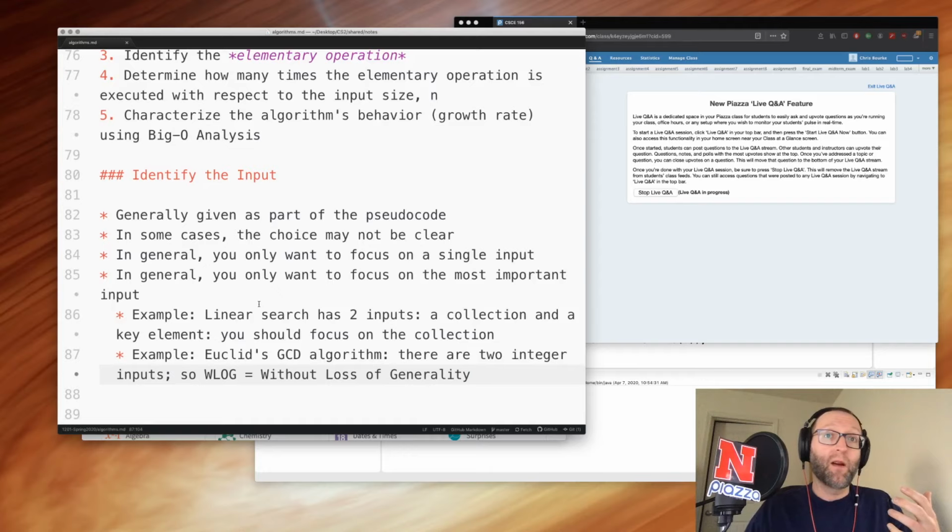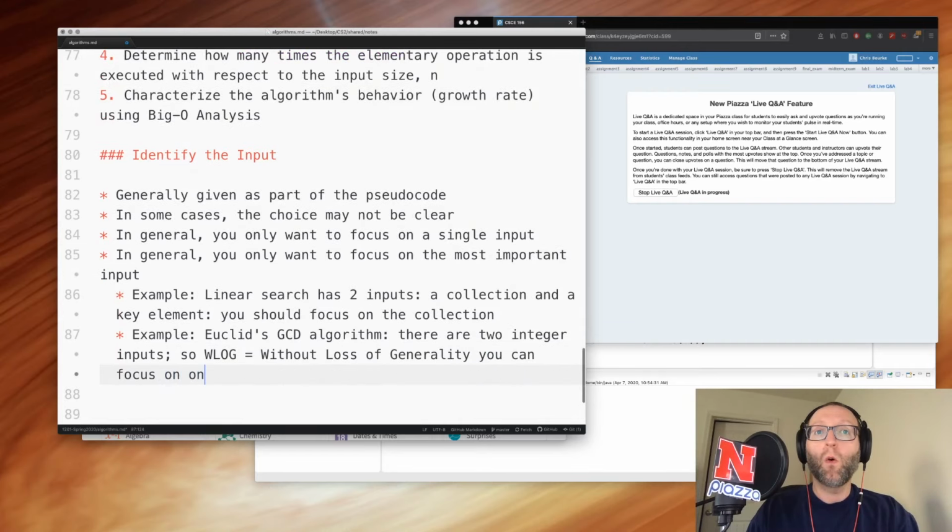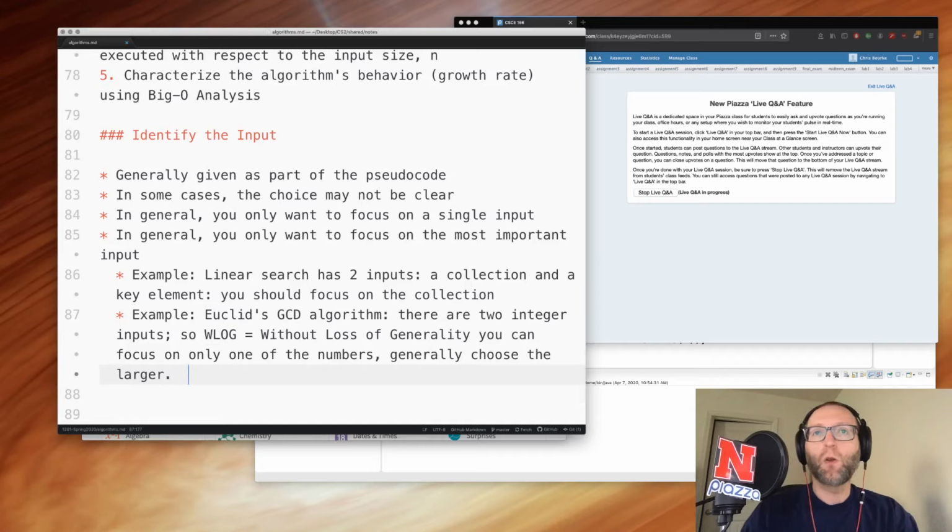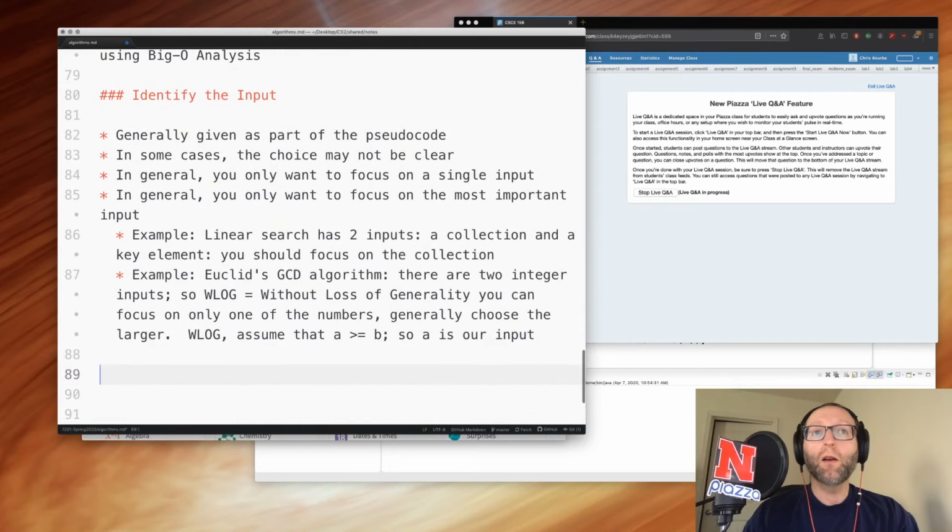Like if you had focused on linear search and you only focused on one input. So without loss of generality, you can focus on only one of the numbers, right? Generally, choose the larger, right? So if I were analyzing Euclid's GCD algorithm, what I would do is say, without loss of generality, assume that A is greater than B. So A is our input, right? Greater than or equal to, right? So A will be the input that we're going to focus on, right? It's a pretty straightforward step. Step 1, identify the input, but there are some gotchas there.